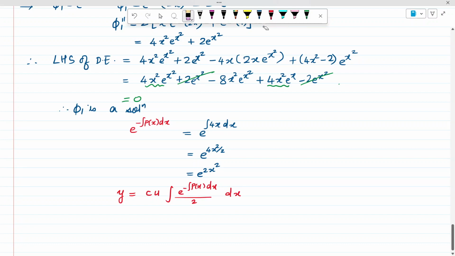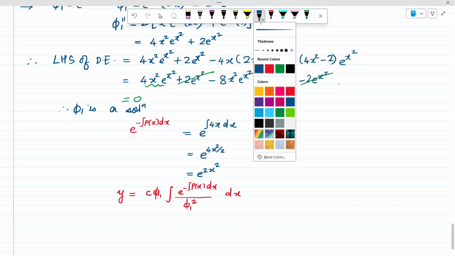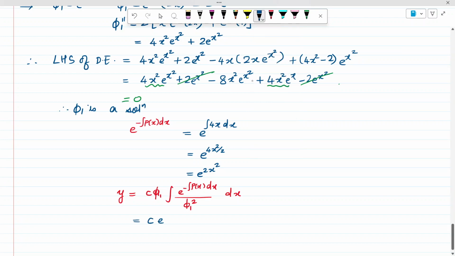Now if I want, I can replace this u square with phi 1, because we have phi 1 as the first answer. Okay, and let's substitute the values here. So c is a constant, phi 1 is e raised to x square, integral of 2x square, and denominator e raised to x square the whole square.